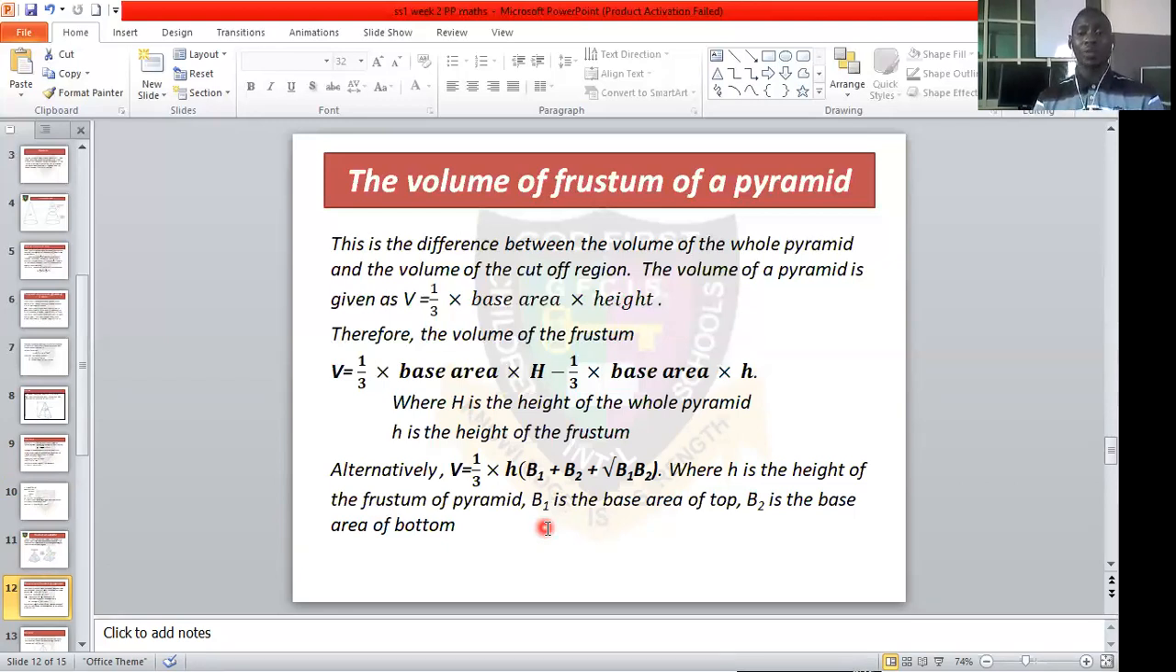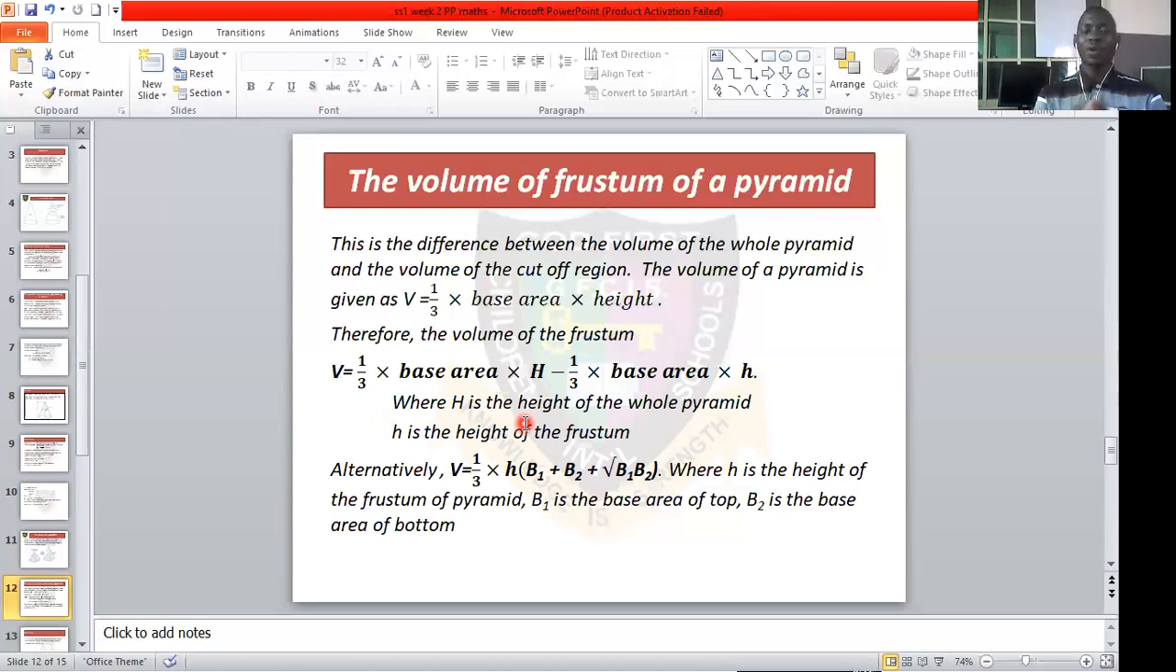where B1 is the base area of the top, and B2 is the base area of the bottom, plus the square root of the product of the base area of the top times the base area of the bottom. So this is the alternative method of solving. You can use both formulas, whichever is more convenient for you.